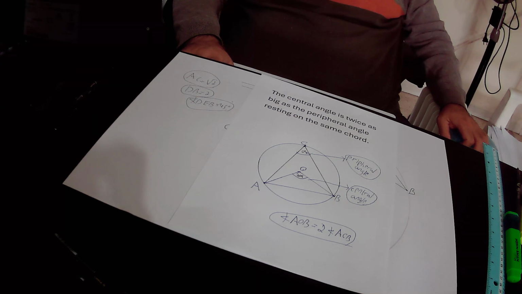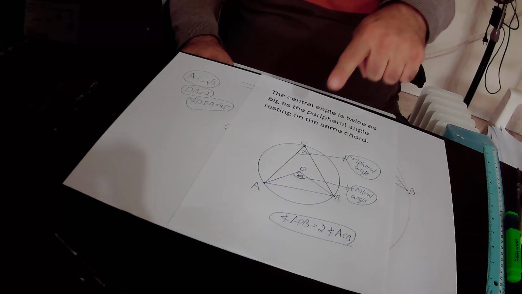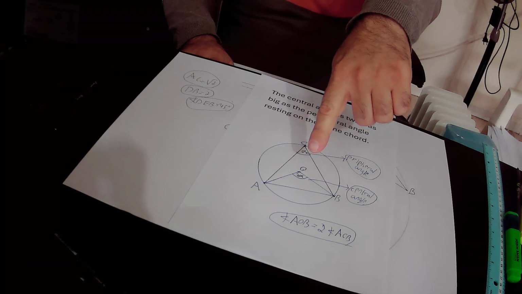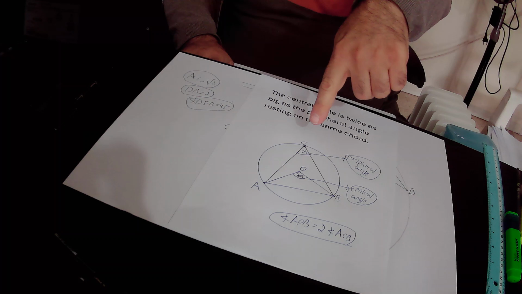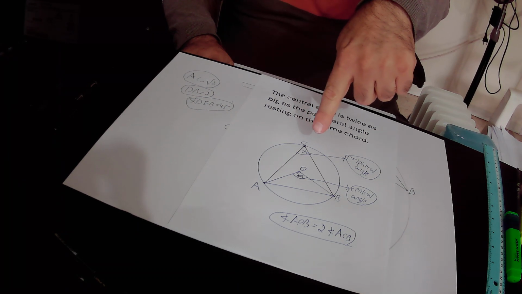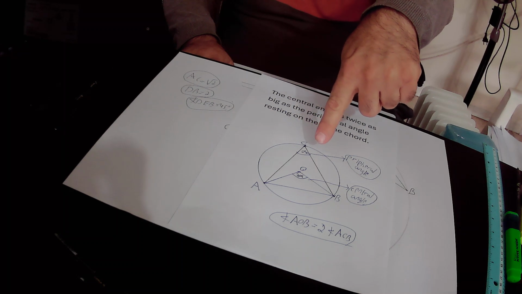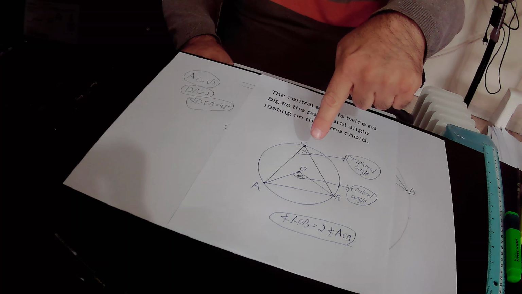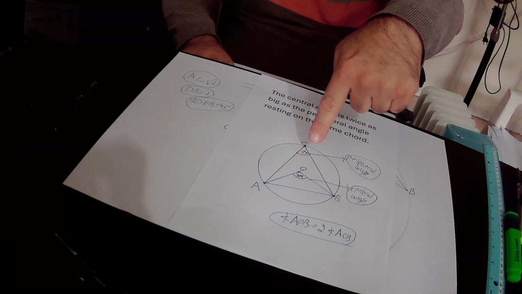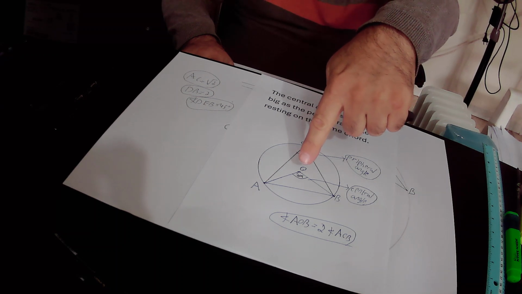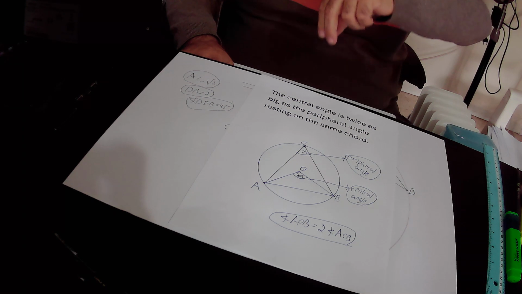Okay, the central angle AOB equals 2 times the peripheral angle, and the peripheral angle AOB is equal to alpha. Therefore, the central angle equals 2 alpha.